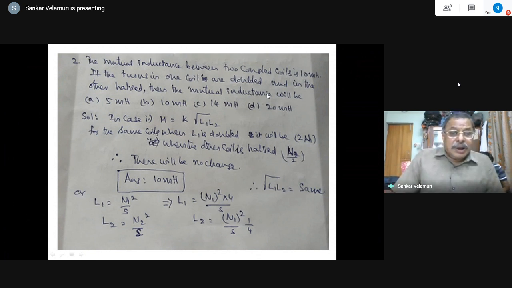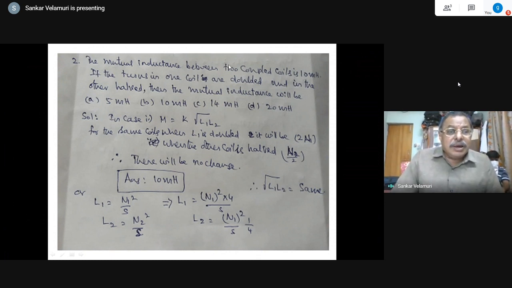In order to answer this question, you should know that when the number of turns is increased or decreased, the inductance is proportional to the square of the number of turns with the same reluctance. It has not been mentioned about the reluctance here, so the reluctance is taken as constant. Therefore, the self-inductance is proportional to the square of the number of turns. When one is doubled, its value is 4 times, and the second one, when halved, its value is 1/4. The product of L1 and L2 in the new case is going to be the same.